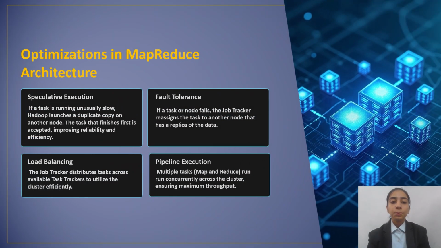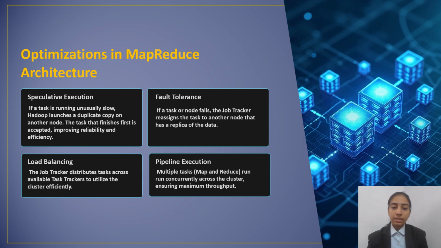So, Hadoop MapReduce also uses some smart optimizations to work faster and more efficiently. First is speculative execution, which means that if one task is running very slowly, Hadoop starts a duplicate copy of that task on another machine. Whichever finishes first is accepted, which helps save time.